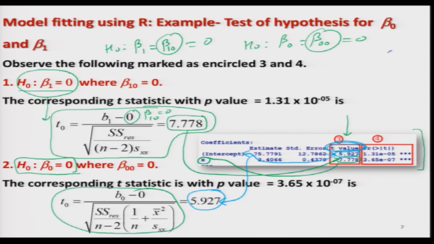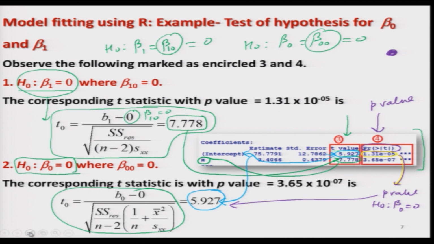Now, I will use a different color pen. You can see here this is my color of pen. So, I come to column number 4. You can see that in column number 4 it is written Pr, inside parentheses, greater than absolute value of t. So, this is the probability that the t value is greater than the absolute value of t. This is essentially your p value. So, this value here, 1.31 into 10 to the power of minus 5, is the p value corresponding to the null hypothesis H naught for the intercept term, that is beta naught equal to 0. So, this is the p value corresponding to this t naught.